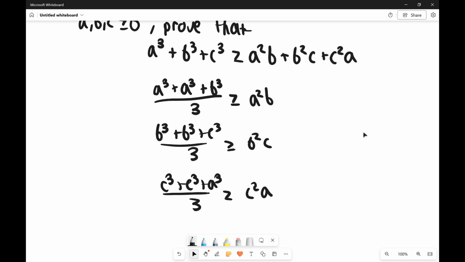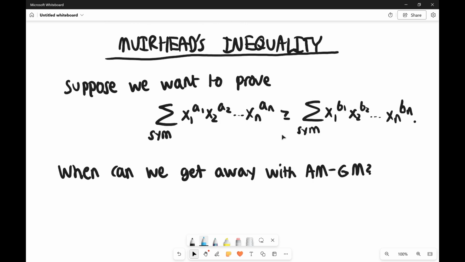All right. So when can we use AM-GM to solve problems like this? Is there a general theorem that tells you when it is possible to use AM-GM to solve these types of problems? Well, yes, there is. And the underlying theorem is known as Muirhead's inequality.